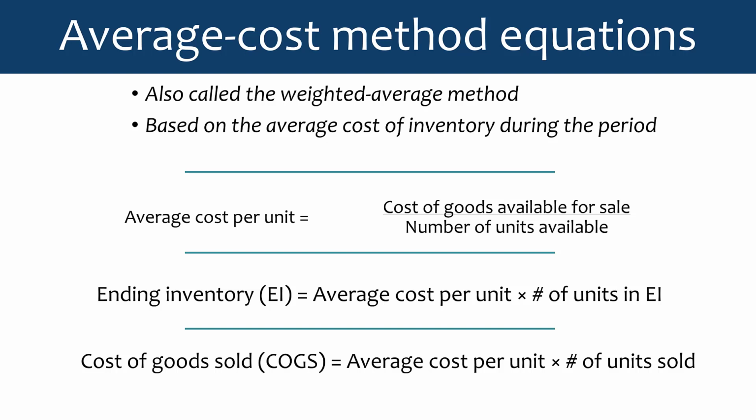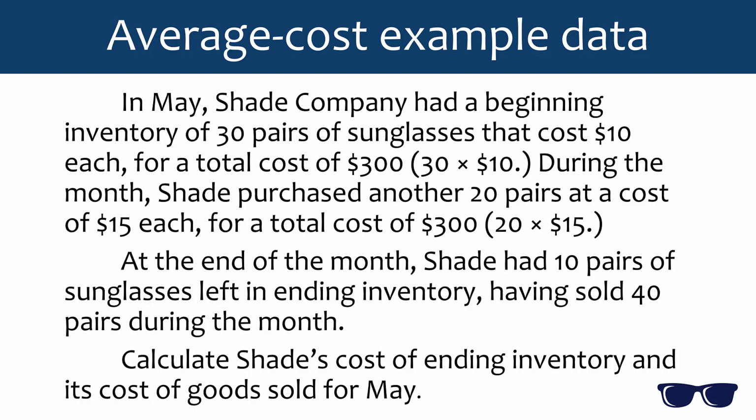Now let's go through an example using the average cost method. In May, Shade Company had a beginning inventory of 30 pairs of sunglasses that cost $10 each for a total cost of $300. During the month, Shade purchased another 20 pairs at a cost of $15 each for a total cost of $300. At the end of the month, Shade had 10 pairs of sunglasses left in ending inventory, having sold 40 pairs during the month. Calculate Shade's cost of ending inventory and its cost of goods sold for May.